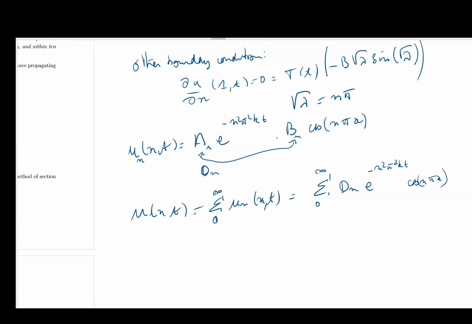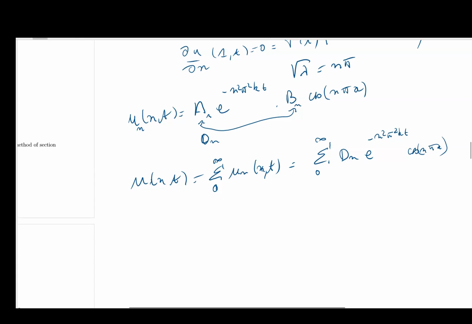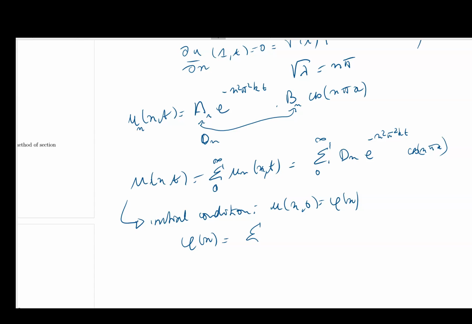And I still have to find the values of the d_n, and for this I'm going to use the initial condition, which tells me that u of x, 0 should be equal to some phi of x. So that means that phi of x should be equal to whatever I get for t equal to 0. So the sum from 0 to infinity, d_n. My exponential gets a 0 exponent, so that's going to give me 1. And I just have this cosine n pi x.